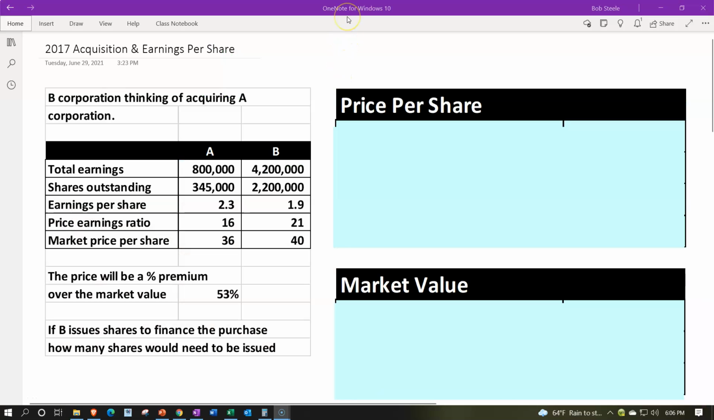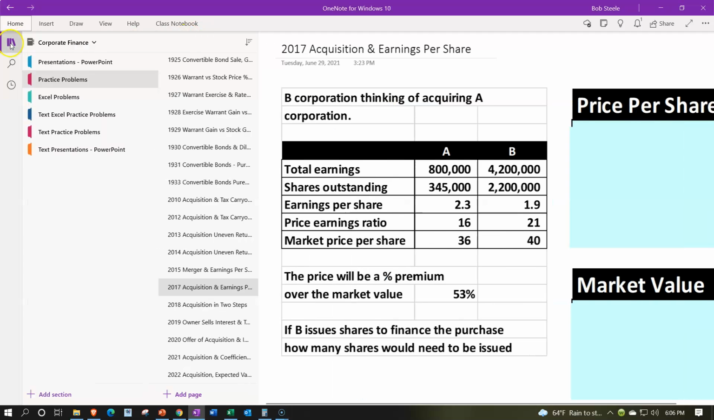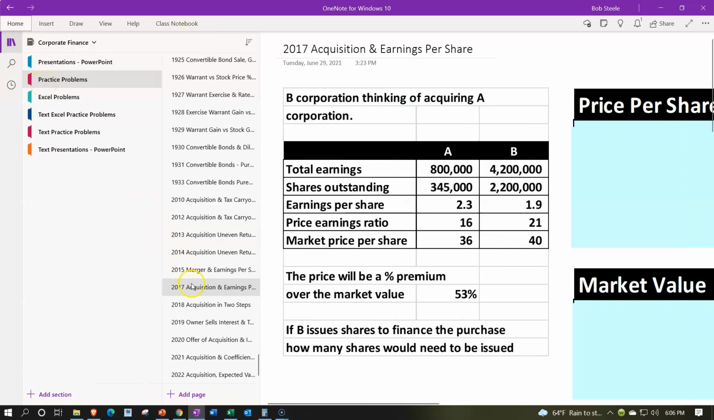Here we are in OneNote. If you have access to OneNote and would like to follow along, you're not required to, but you can. We're in the icon on the left-hand side, in the Practice Problems tab, down in the 2017 Acquisition and Earnings per Share tab.